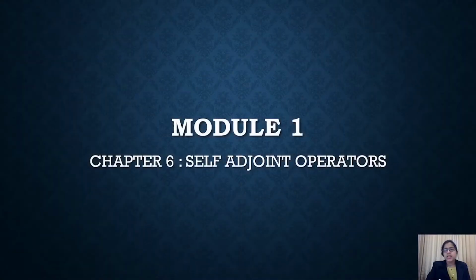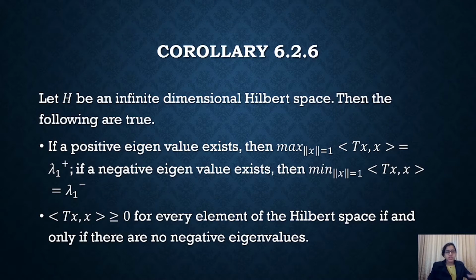Let us continue with our chapter 6 on self-adjoint operators. So, today in this lecture, we shall be discussing the corollary of the Hilbert-Schmidt theorem that we have discussed in the previous lectures. This is corollary 6.2.6, and it consists of actually 3 points, so we'll be dealing with it one by one.